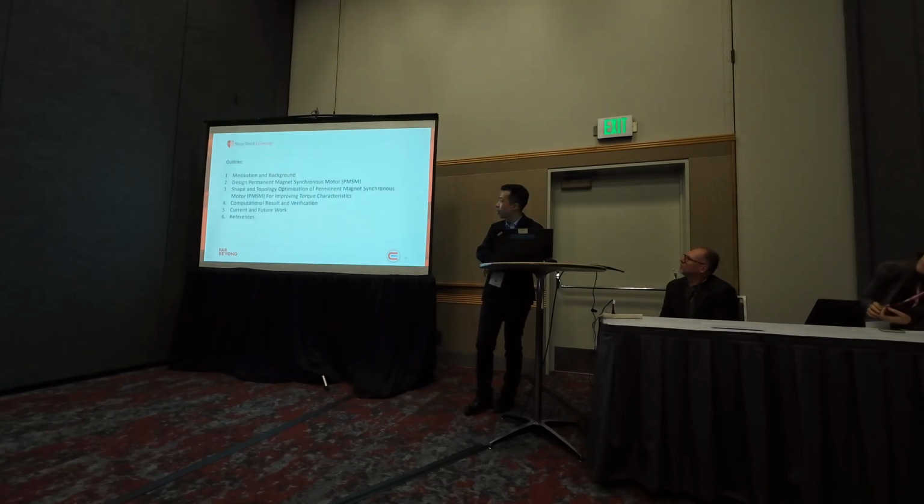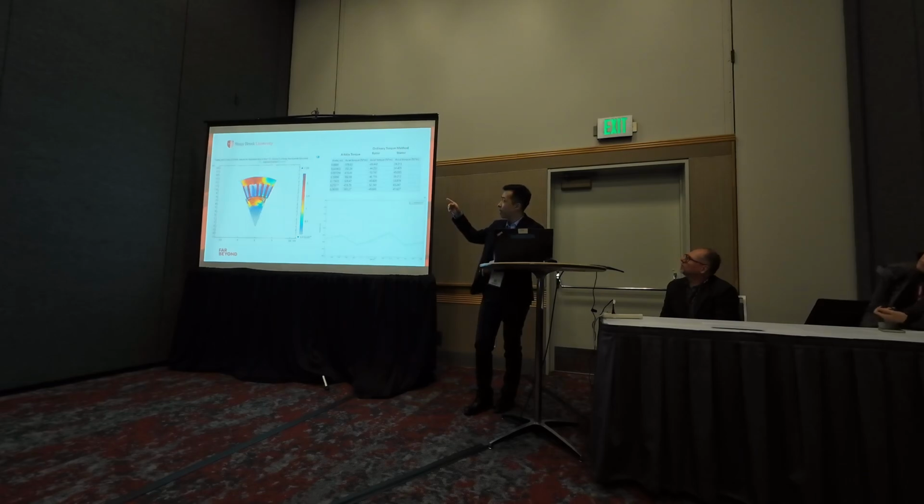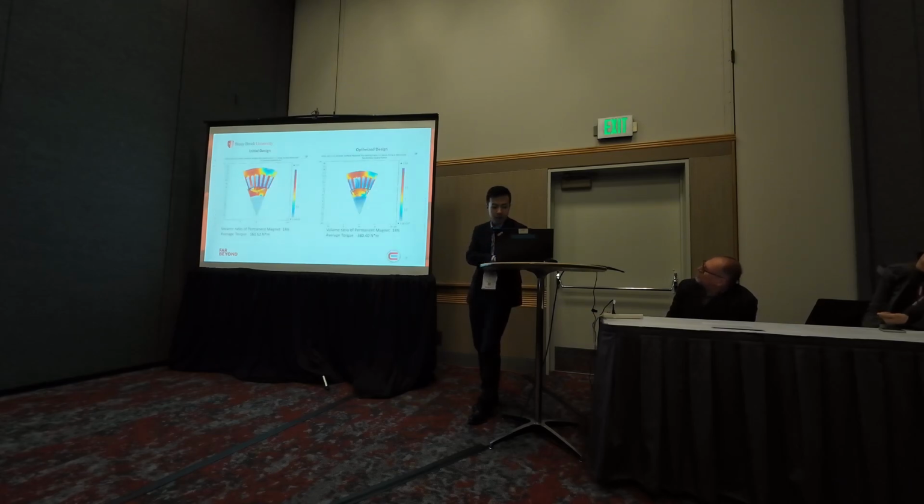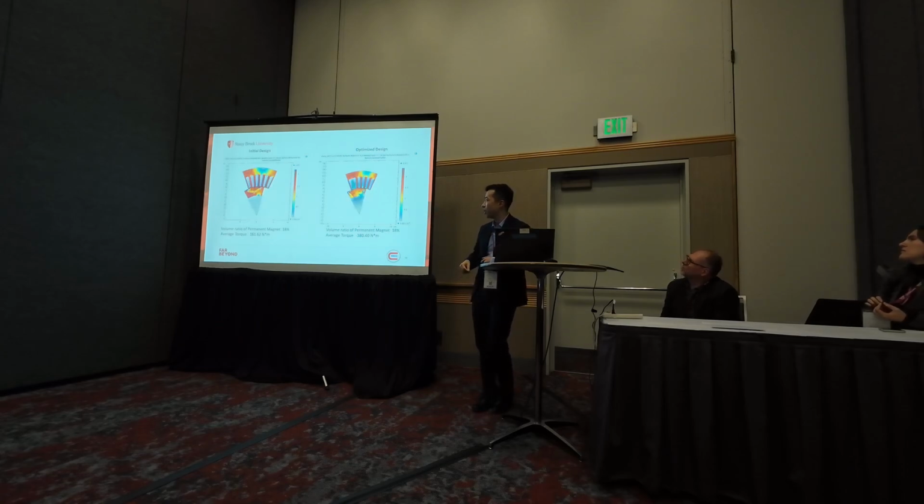So let's do a verification of this optimized design. This is a finite element simulation based on the optimized design. We can see the peak value is about 2.4 Tesla, and the average torque is around 380 Newton meters. Let's do a comparison here. The initial design and the optimized design have the same volume ratio, but the performance is almost 2 times that of the initial design.